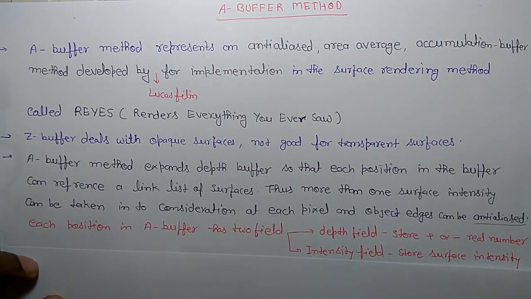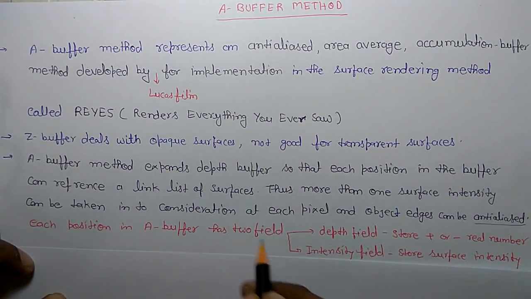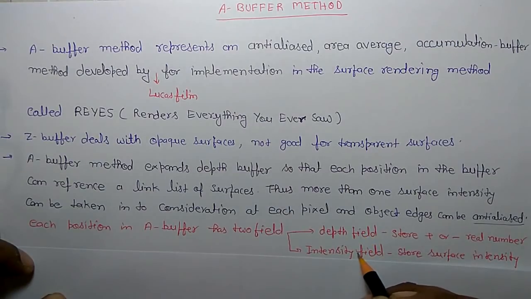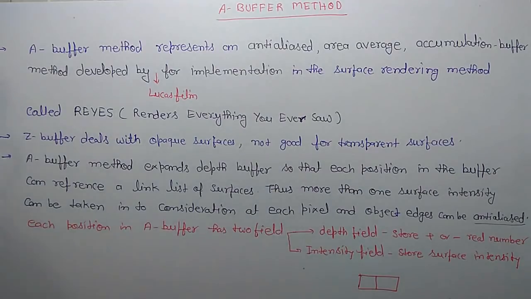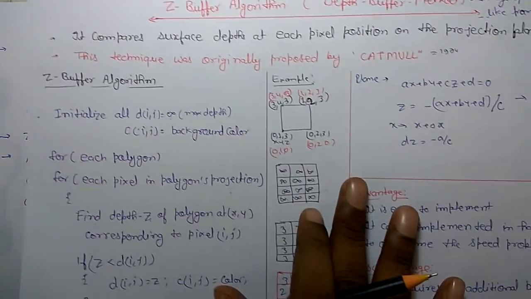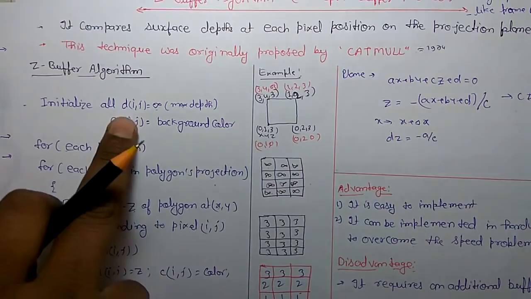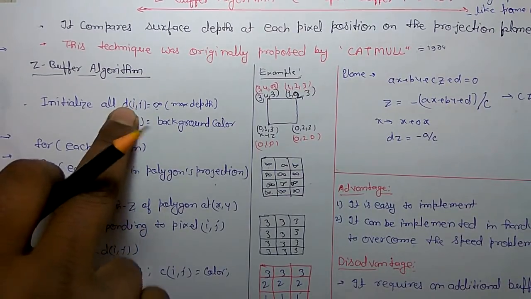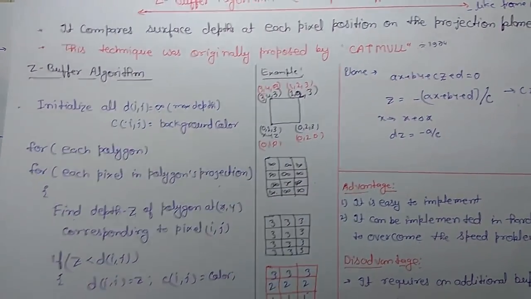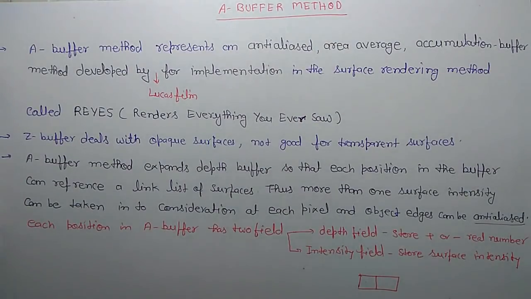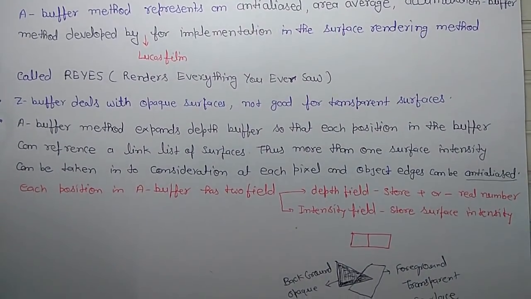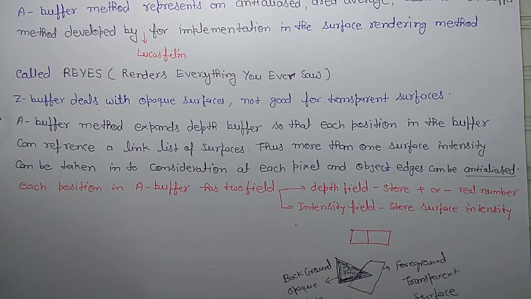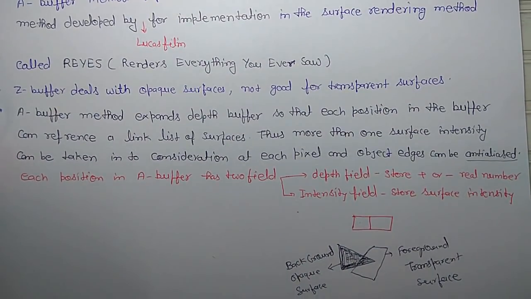Each position in the A-buffer method has two fields, a depth field and an intensity field. In the Z-buffer method algorithm, we used only depth. Now we are going to use two fields, depth and intensity. The depth value can be a positive or negative real number, and the intensity field stores the surface intensity at a particular position.